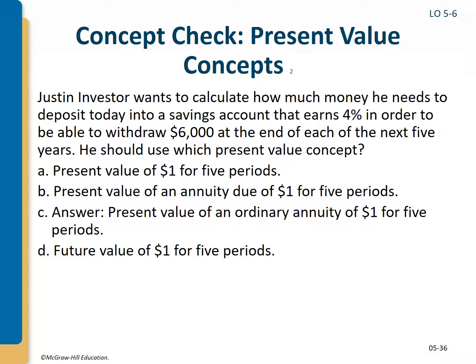So how much would he have to invest? Well, we're figuring this one out, right? We would go into the 4% column and go down 5 periods, and I get 4.45182. Multiply that by the payment, the PMT, 6,000. How much is he withdrawing? That's considered his payment. So he would have to invest $26,711 today at time 0 in order to withdraw $6,000 at the end of each year for the next 5 years.